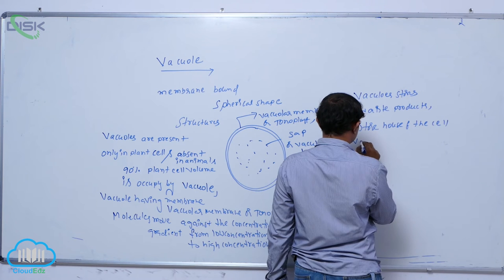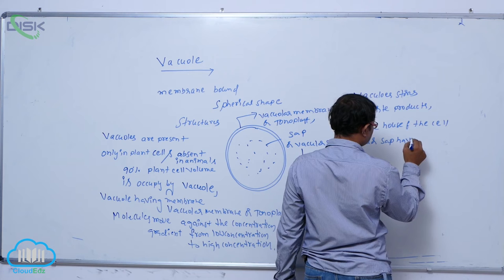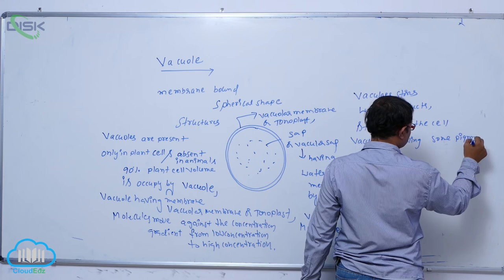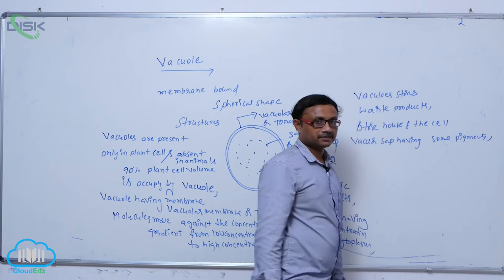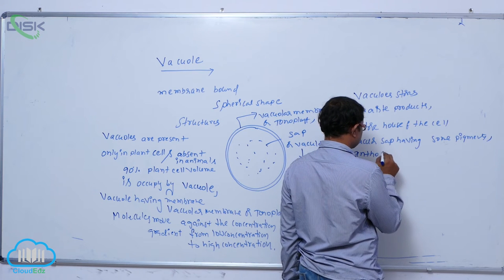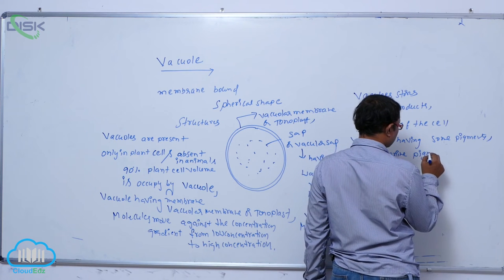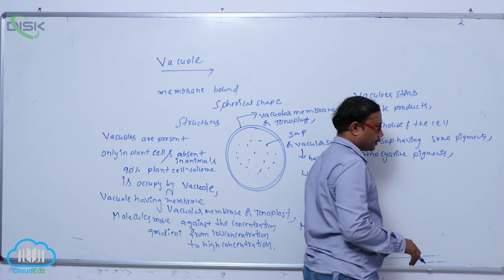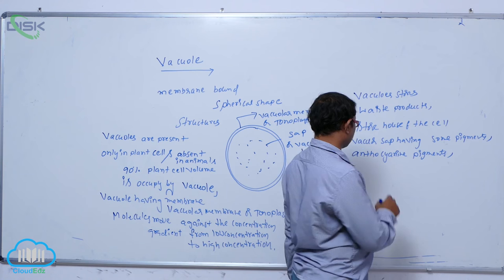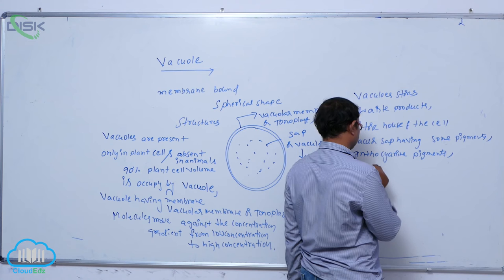So this vacuolar sap has some pigments, and they are known as anthocyanin pigments. By the anthocyanin pigments, some parts of the plant have pink and violet color.